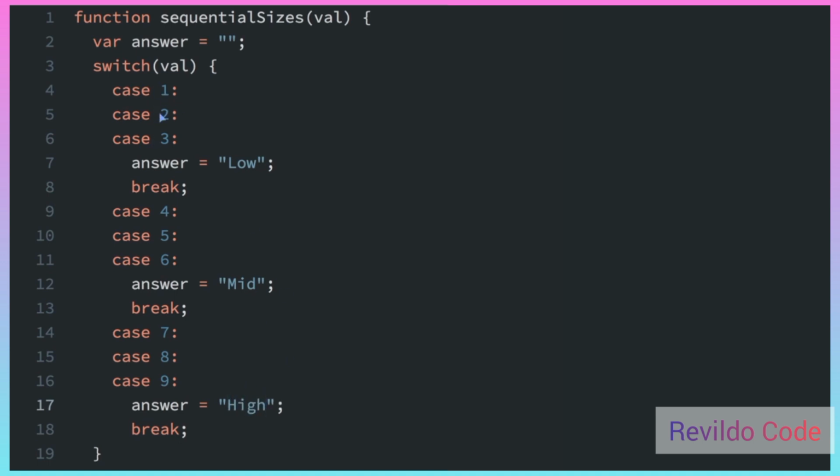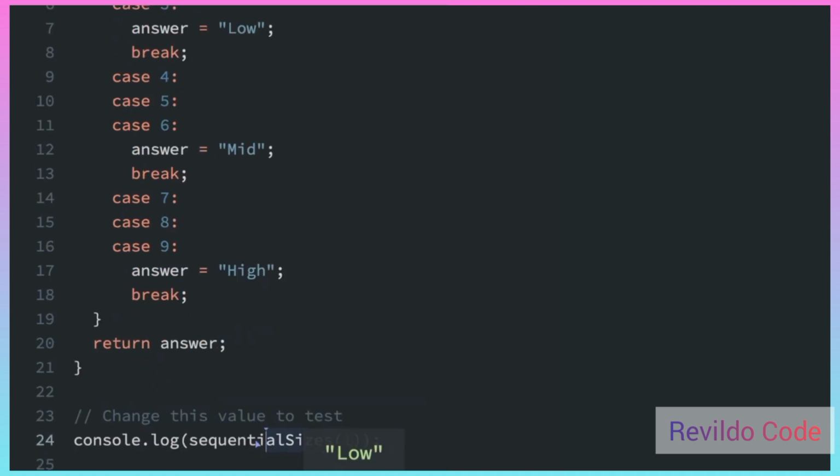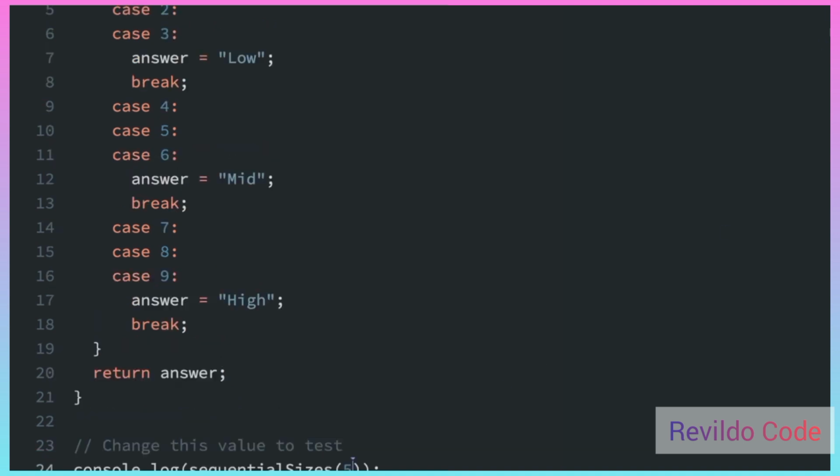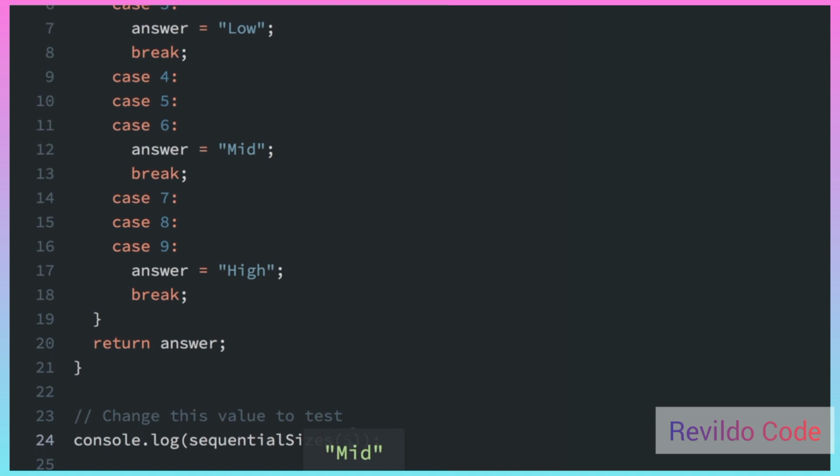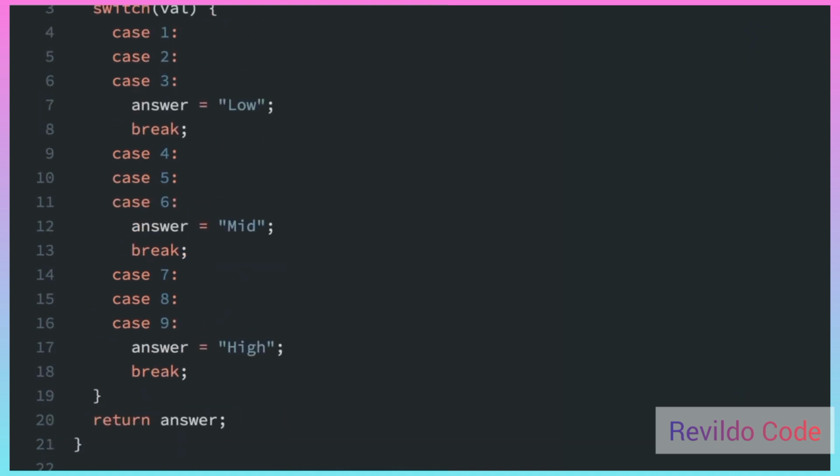So if the case is 1, 2, or 3, like for instance, if it's 1, it's going to pass through 2 and 3 to get low, and then it's going to break out. If it's 4, 5, or 6, it's going to pass through to get to mid, and then it's going to break out. 7, 8, 9, it's going to pass through to high and break out. So let's test this out and see. Since we're passing in the number 1 here, it's going to be low. But if we pass in 5, we should get mid. And if it's 7, 8, or 9, we should get high.